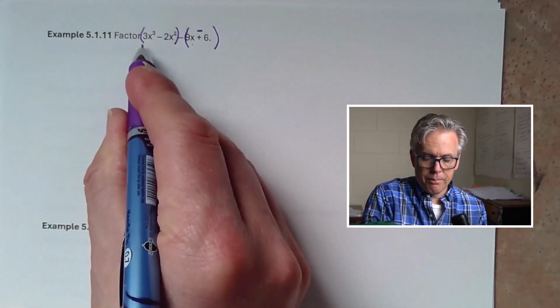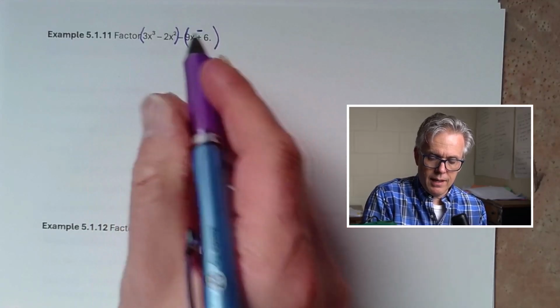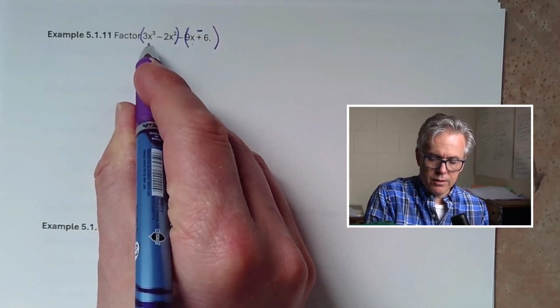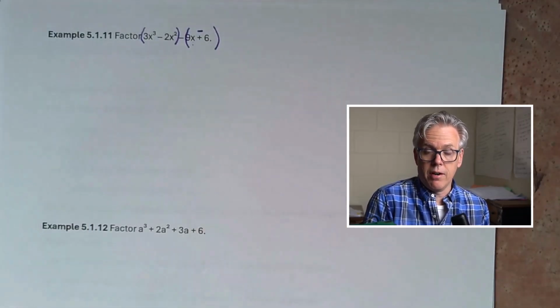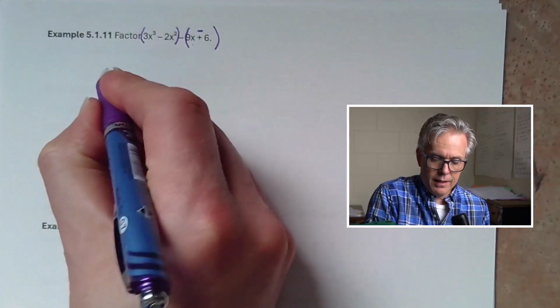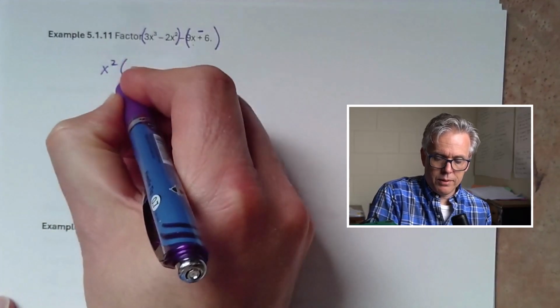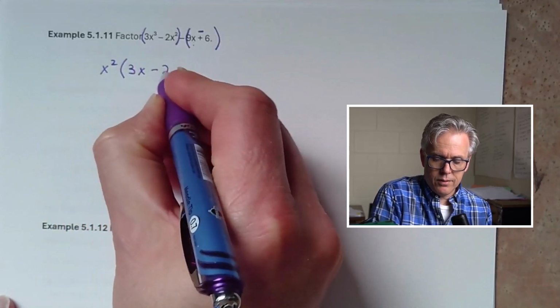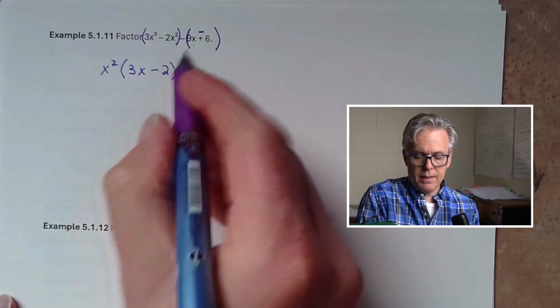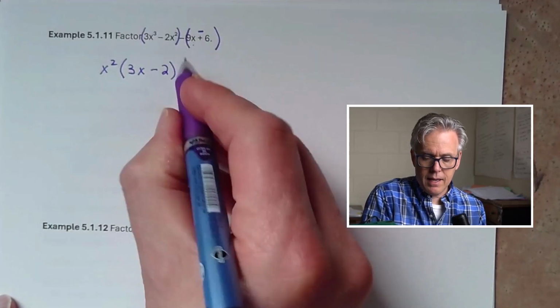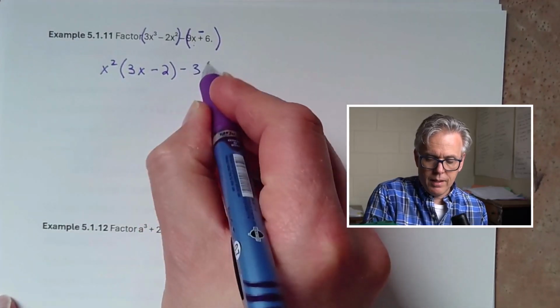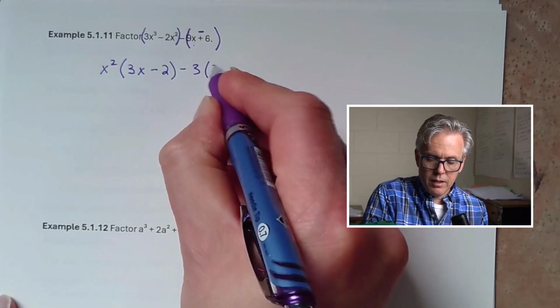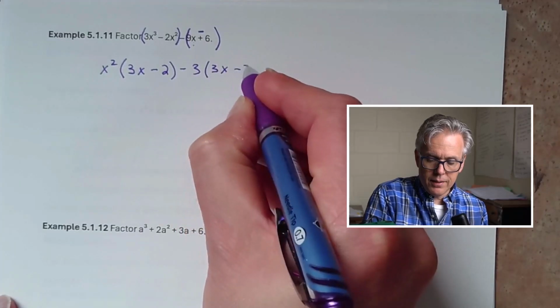But now what do I need to do? So let's go ahead and pull out any common factors. So nothing numerical. 2 and 3 don't share any factors. But I can pull out an x squared. Then what am I left with in that group? 3x minus 2. How about in this next group? I can pull out a 3. And what am I left with? 3x minus 2.